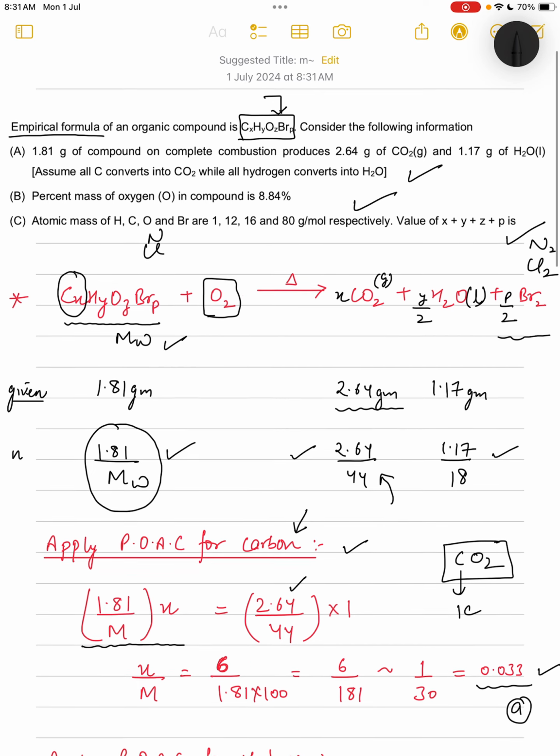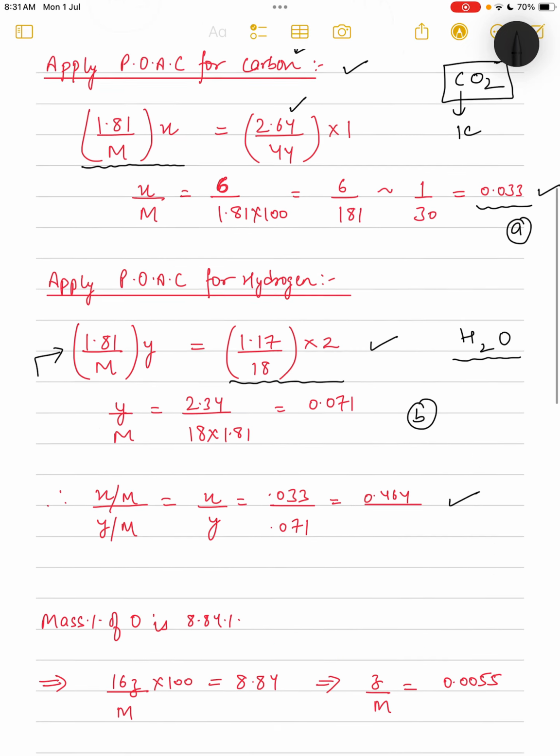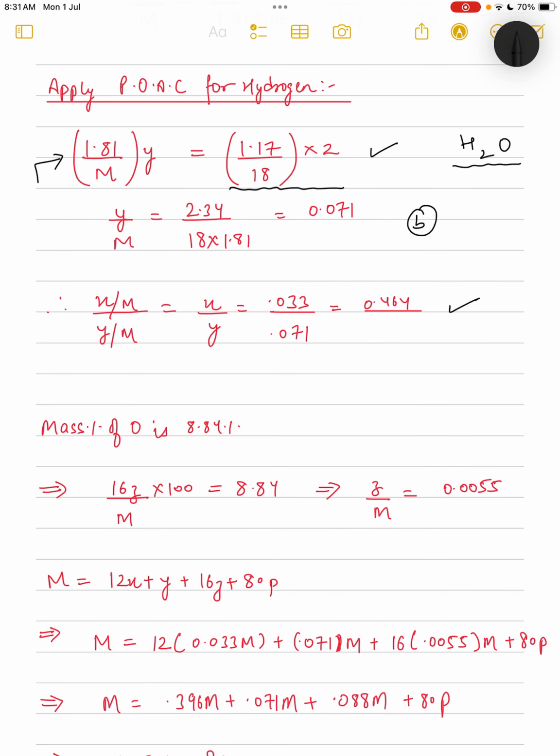Now the question says, so this is the use of first equation, right? This first statement which is given to us, option statement A, we have used it. All the data is used. Now let's go to the option statement B. Statement B says that mass percent of oxygen in the compound is 8.84%. Since the mass percent is 8.84%, we can directly apply the formula.